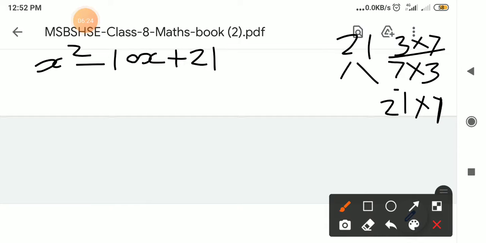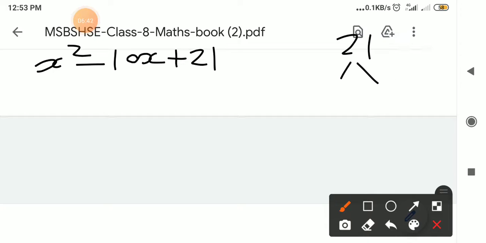Okay, you can choose this one, otherwise this one, no problem, because 7 into 3 is 21 only, or 3 into 7 also 21. So 7 and 3 are the factors, and if you do the addition you will get the answer 10. So I will choose the factors, that is 3 and 7. If you choose 7 and 3 or 3 and 7, no problem, only the brackets place is changing, and in multiplication if the place is changing there will be no problem.